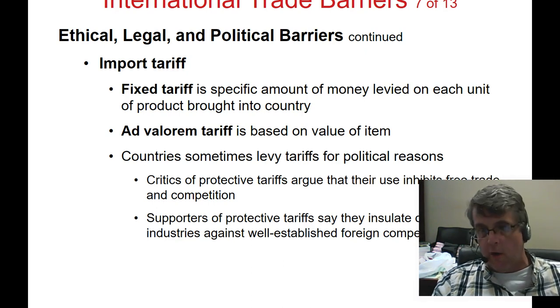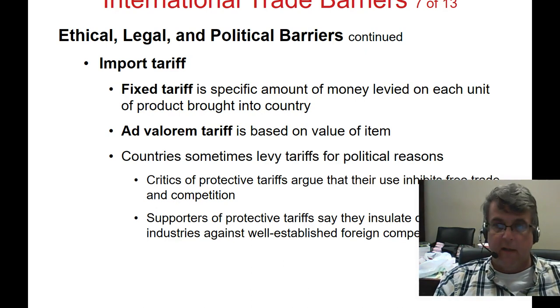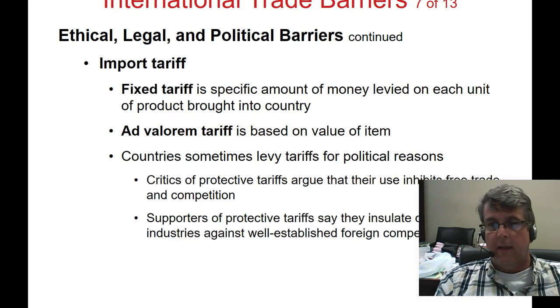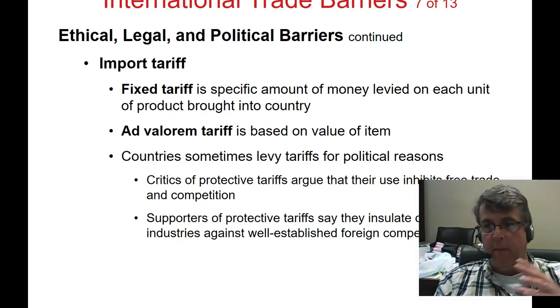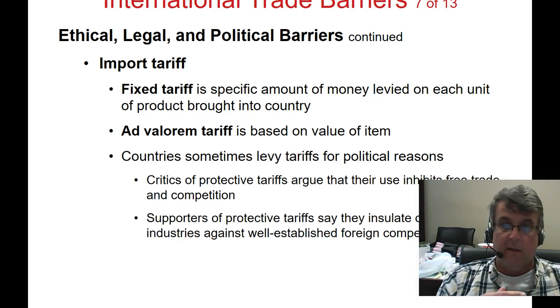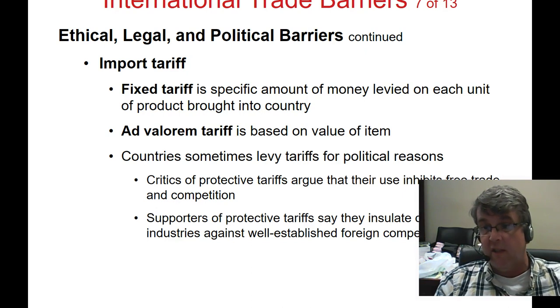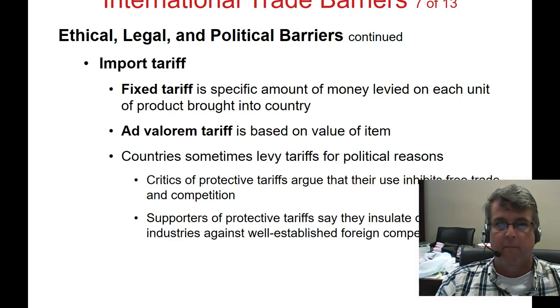So sometimes you have a fixed tariff. They say, oh, for every car you bring into the country, you have to pay a $500 tariff. There are also what we call ad valorem tariffs. This is based on the value of the item. A lot of U.S. tariffs might be ad valorem. So you go overseas and buy some things and bring them back to the US, they'll calculate what the value of those things are and charge you a percentage of them. It's called an ad valorem tariff. They're taxing you on the value of the item, not how many you brought in.